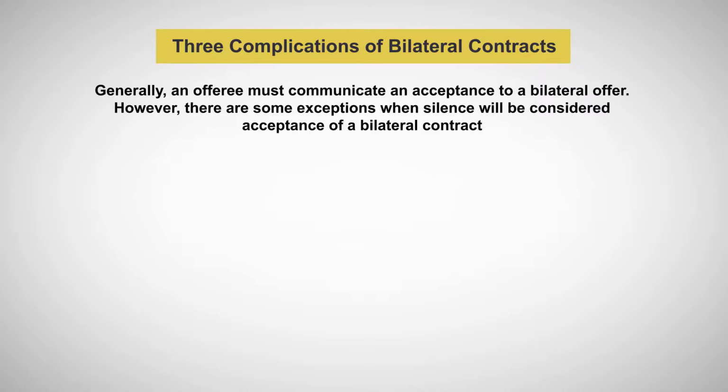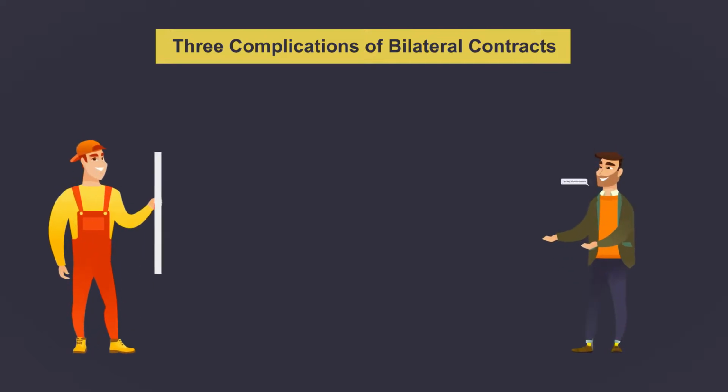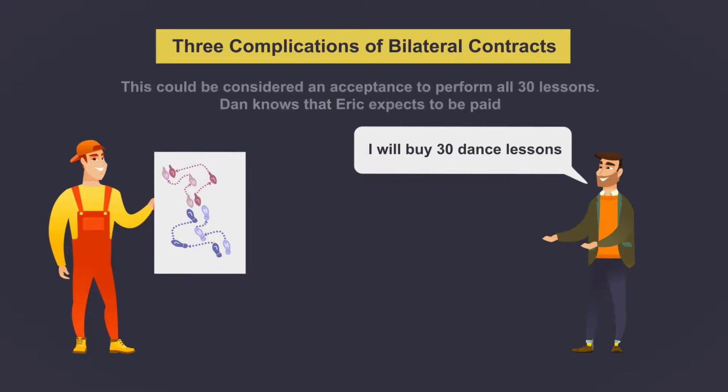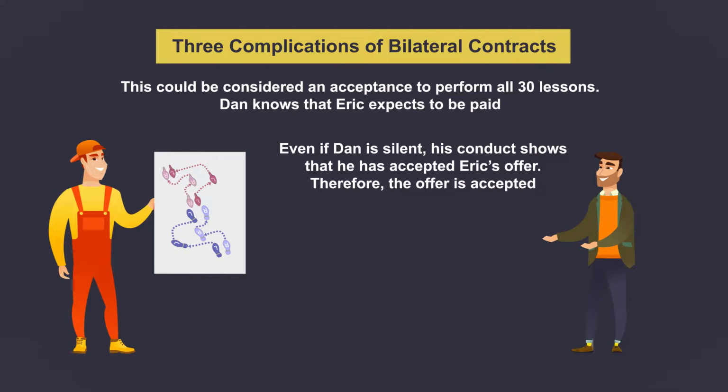Generally, an offeree must communicate an acceptance for a bilateral offer. However, there are some exceptions to this, when silence can also be considered acceptance to a bilateral contract. First, the offeree's silence can act as an acceptance when the offeree renders a service with the reasonable expectation of being paid. For example, say that Dan offers to pay Eric for 30 dance lessons, and without communicating an acceptance, Eric gives the first few dance lessons to Dan. This could be considered an acceptance to perform all 30 lessons. Dan knows that Eric expects to be paid, and even if Dan is silent, his conduct shows that he has accepted Eric's offer. Therefore, the offer is considered accepted.